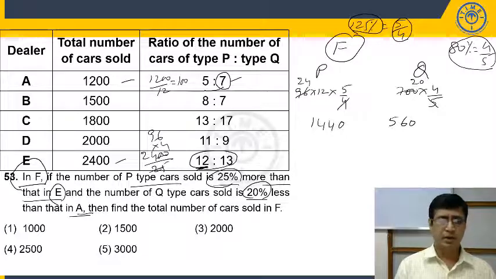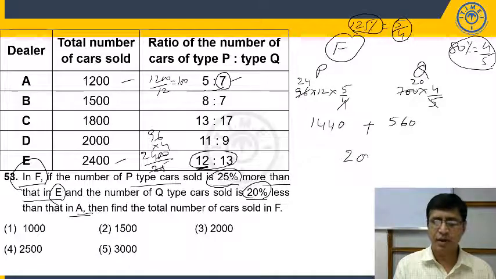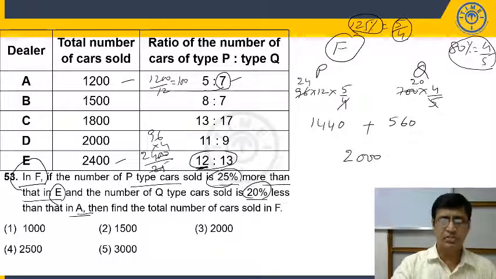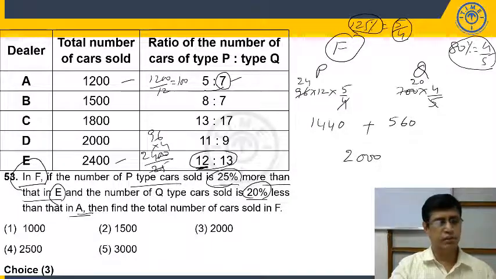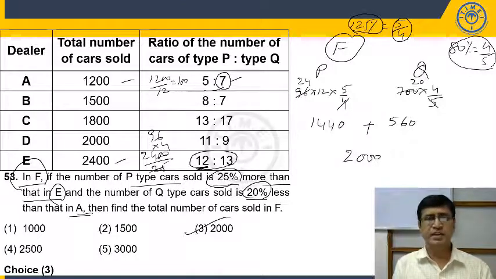560. Now the sum of these two values. 1440 plus 560 is the answer. By adding these two, we get 2000, option number 3. The third choice is the right choice. Am I clear? So what is the discussion here?